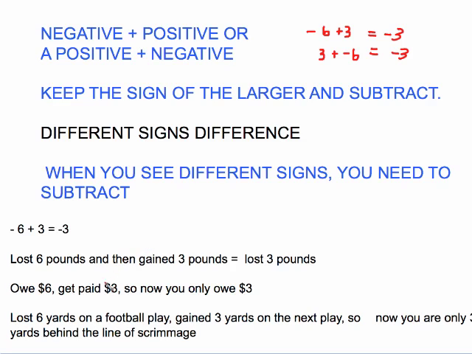So think about our scenarios. -6 would stand for you've lost 6 pounds, and then the next month you gained 3 pounds. You end up with a net loss of 3 pounds. Or you owe $6, you get paid $3, so you're going to pay back whoever you owe, so now you only owe $3. Or you lost 6 yards on a football player, you're going backwards 6, but then you're going forward 3, so now you're only 3 yards behind the line of scrimmage.